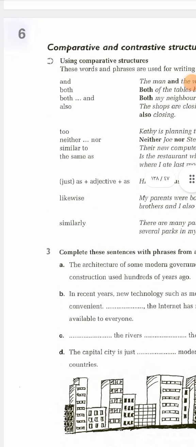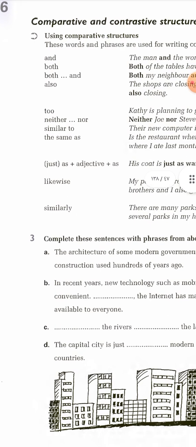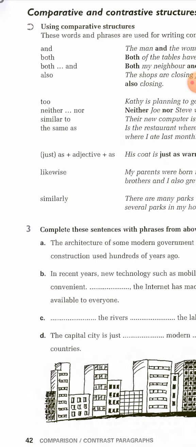These words show comparative structure. That is, it shows the similarities between two things or two people or two places: both, both and, also, neither nor, similar to, the same, just as hot as, just as big as, just as small as, likewise, and similarly.